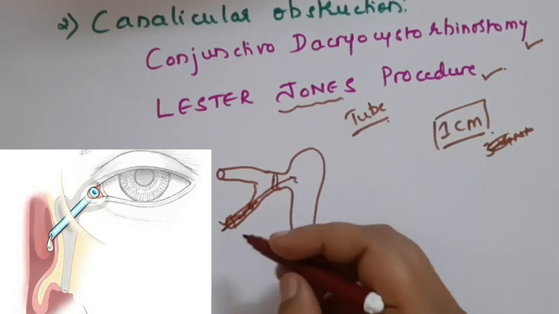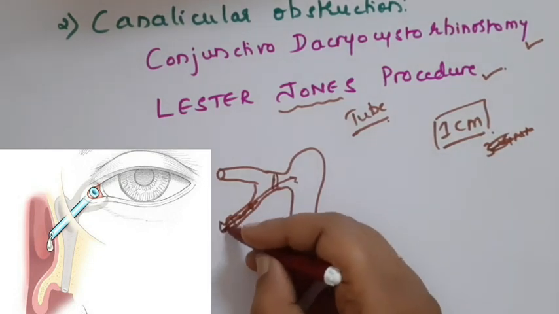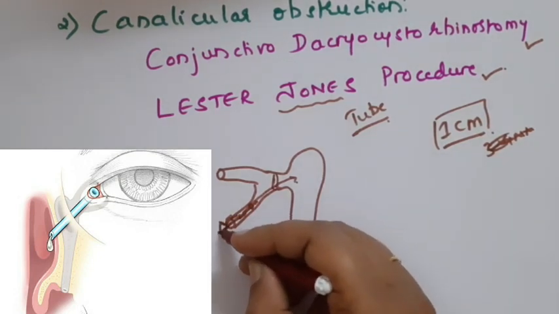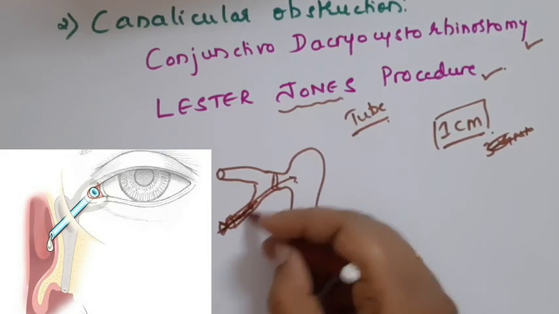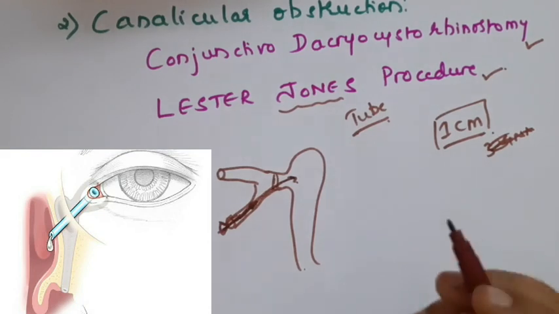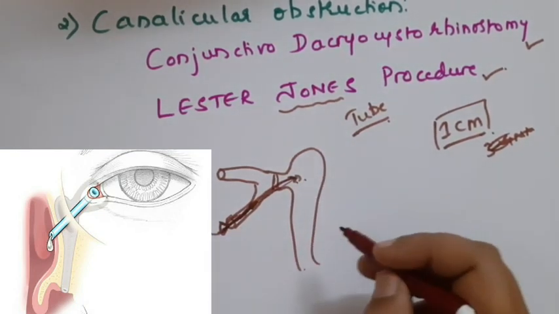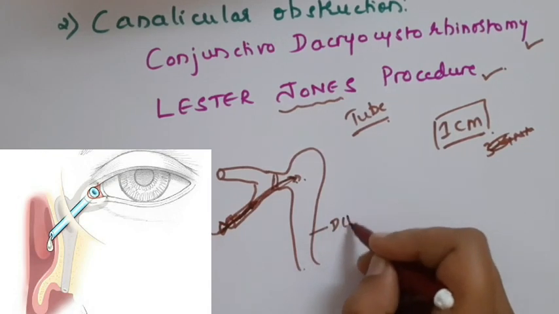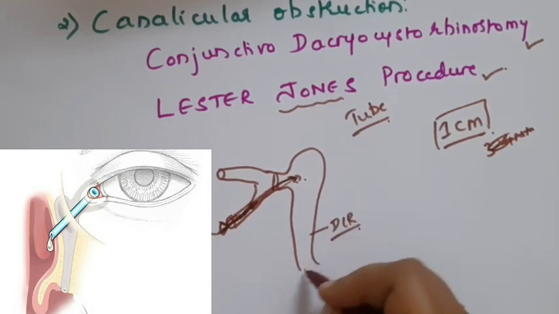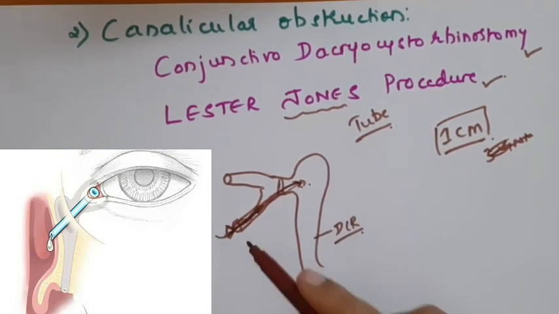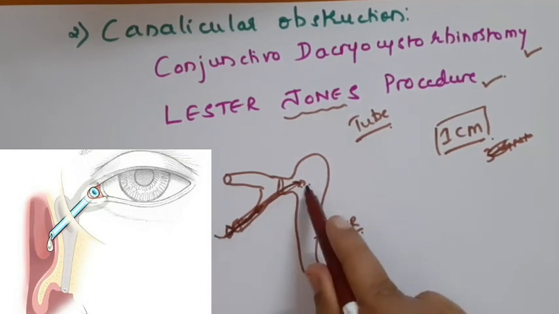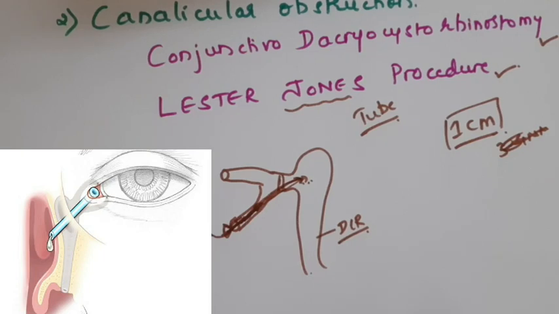So in this procedure we place the Jones tube, which is a tube-like thing, from the lower canaliculi. When we force it through the canaliculi, it will overcome that obstruction and enter into the nasolacrimal sac, thereby helping in the drainage of the tear film. It can be combined with the DCR surgery as well if you feel that there can be obstruction even at the NLD. If you are very sure that the obstruction is only at the lower canaliculi, you can just place the Jones tube. So this is for the canalicular obstruction.